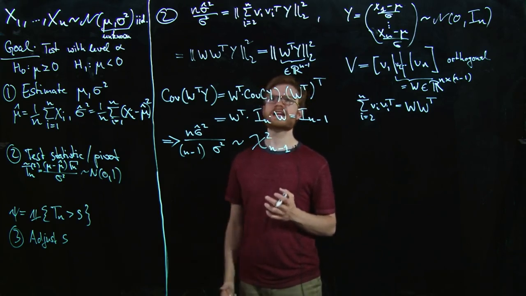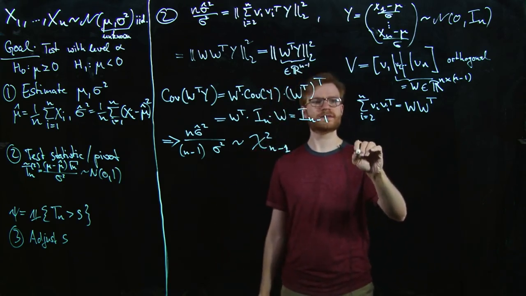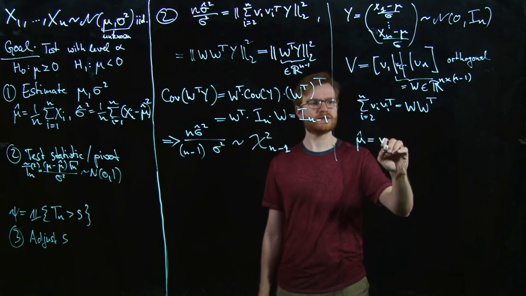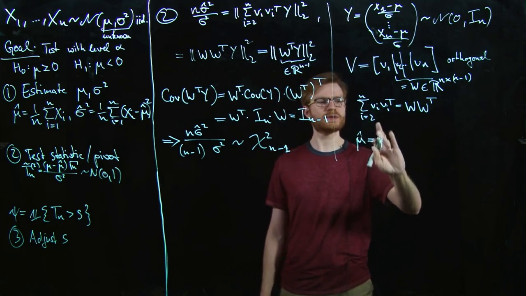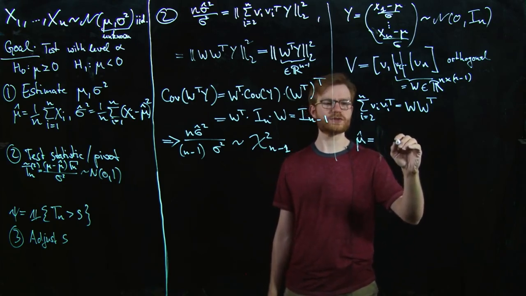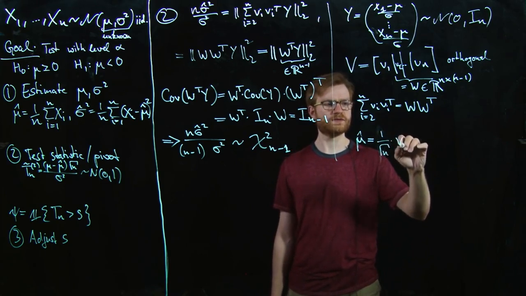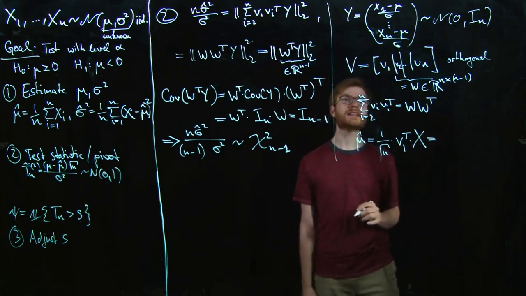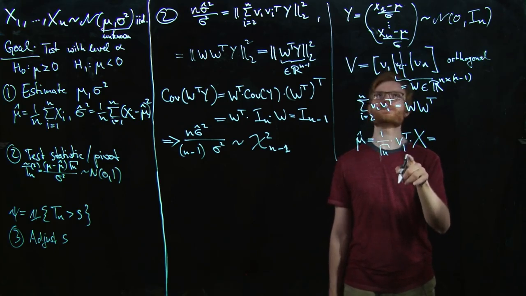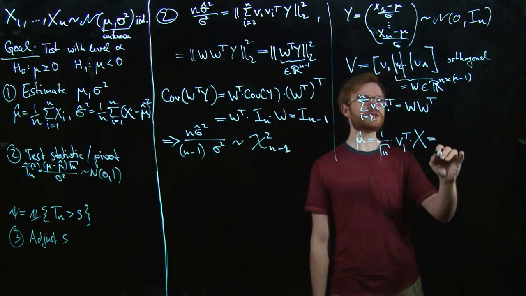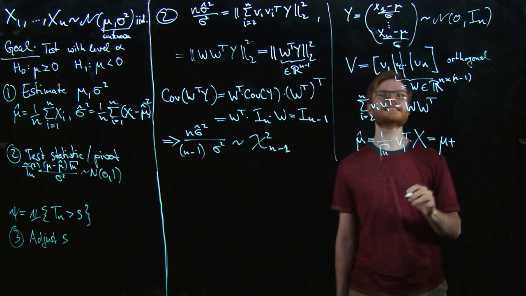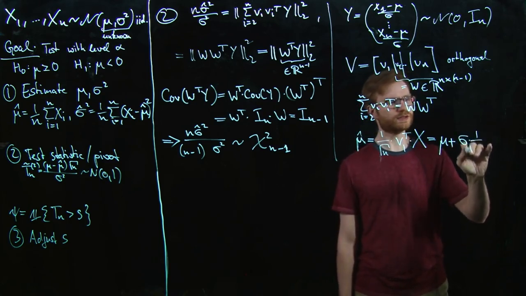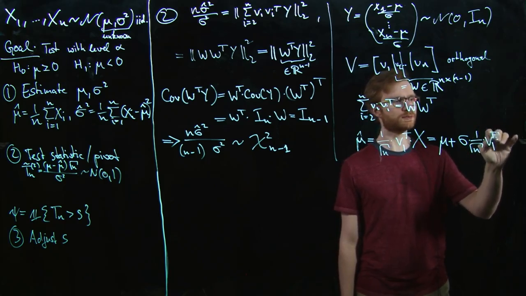Namely, we know that mu hat is, remember, I have a normalization going on, 1 over square root n times V1 transpose x. And that means I can also write it in terms of y, if I can get the normalization right. So this is going to be mu plus sigma times 1 over square root n V1 transpose times y.